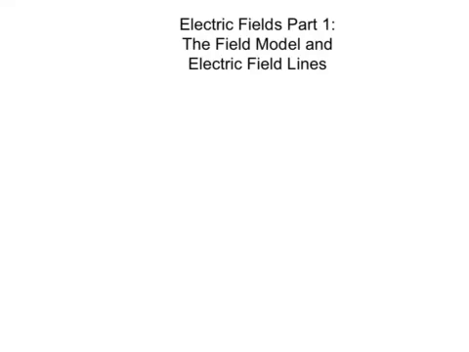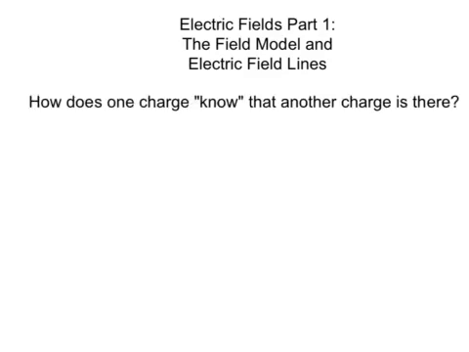So Coulomb's law is the basic law of electrostatics. We can use it to calculate the force that, say, a positive charge exerts on a nearby negative charge. But that leaves us with an unanswered question. How does one charge know that another charge is there?